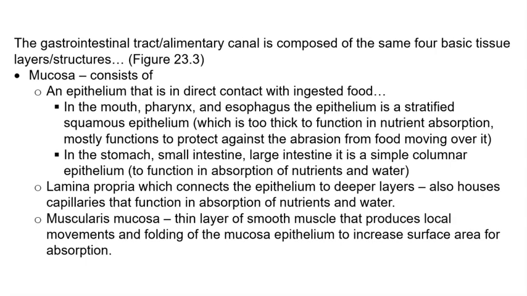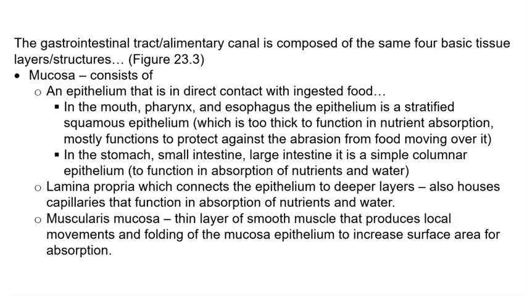We also see that the mucosa consists of a lamina propria, which is essentially a layer of connective tissue that helps to bind the epithelium of the mucosa to the deeper layers. We see that the lamina propria also houses capillaries that function in the absorption of nutrients and water in the places in the alimentary canal where absorption takes place.